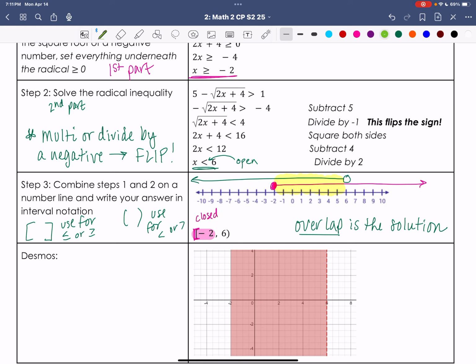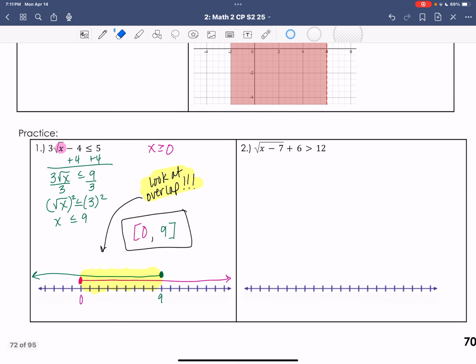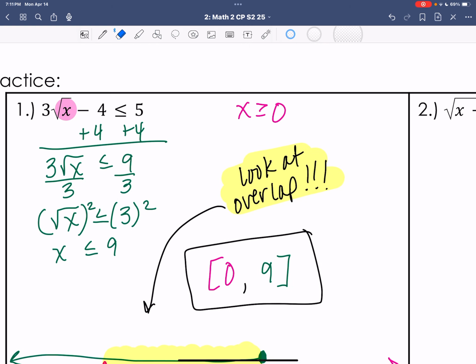Okay, now here you have a parenthesis, and that's because this is open right here. All right, and then that's your answer. If you were to plug this in on Desmos, you will get something that looks like that. But remember, the overlap is the solution from there. All right, so let's go ahead and do this first part.